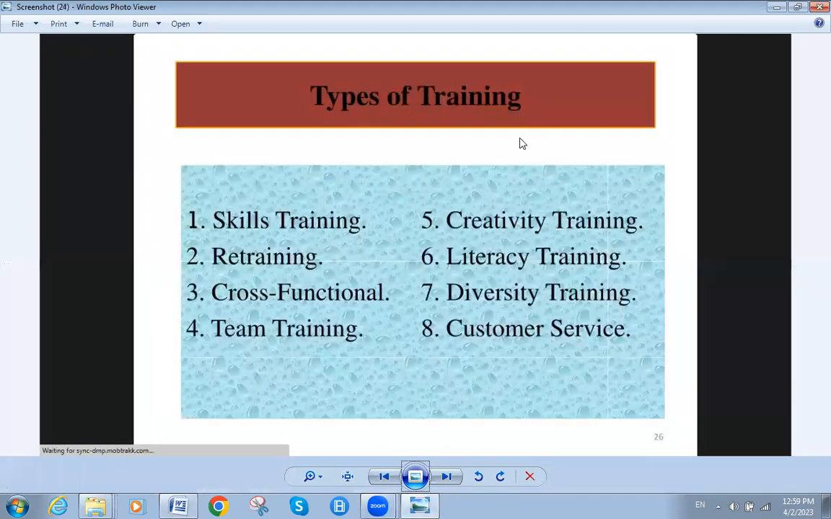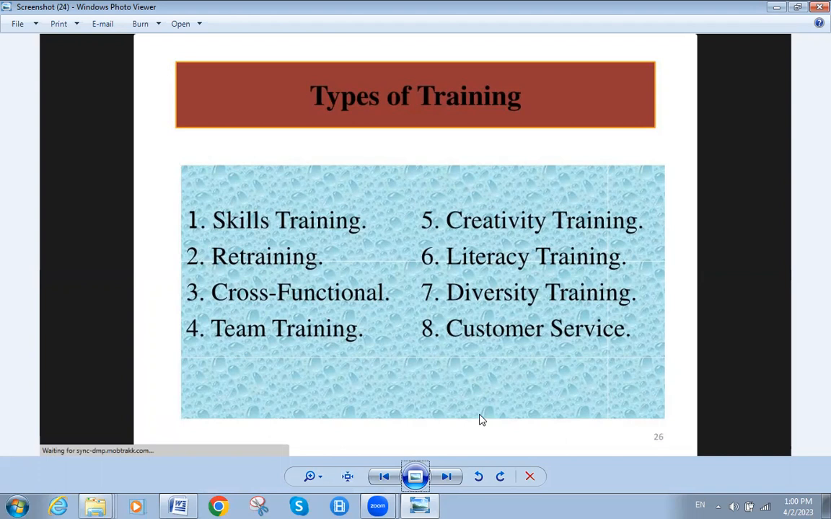Types of training. What are the types of training? This is also a very important question. We have skill training. Retraining means another training for new devices, new equipment, or new technology updates. Cross-functional training, team training, creativity training, literacy training, diversity training, and customer services training. Those are the types of training.